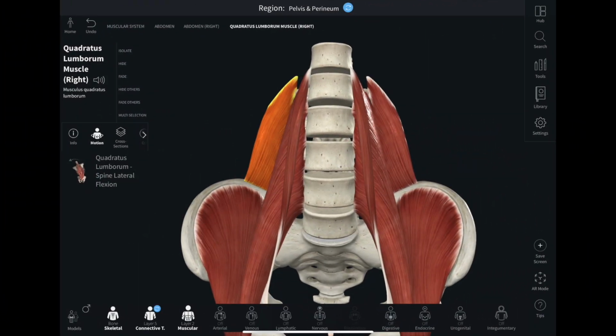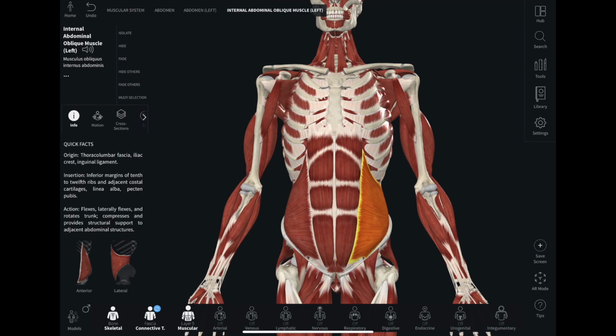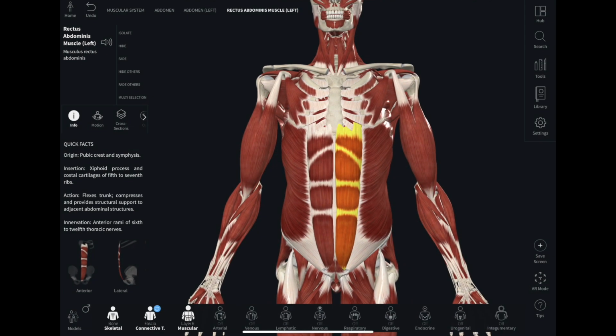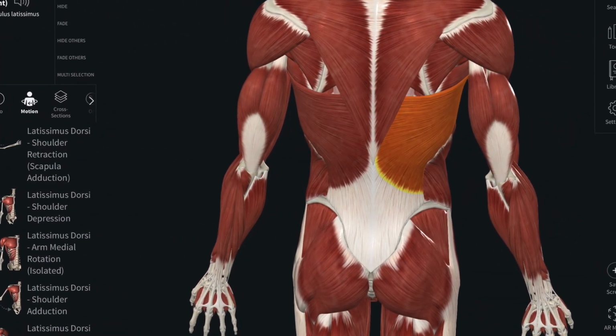Lastly, we have the quadratus lumborum, transverse abdominis, internal abdominal oblique, external abdominal oblique, rectus abdominis, and latissimus dorsi.